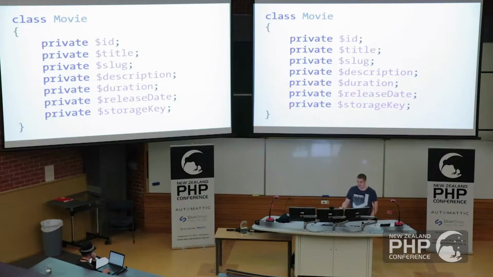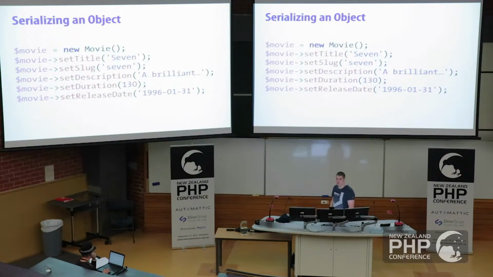Let's say, to get started, we have a class called Movie, which represents a movie. A movie has a title, a description, a duration, a release date, and so on, and you want to serialize this movie instance. This is one of my favorite movies, Seven, with Brad Pitt. Let's say I want to serialize this movie object to JSON or XML.